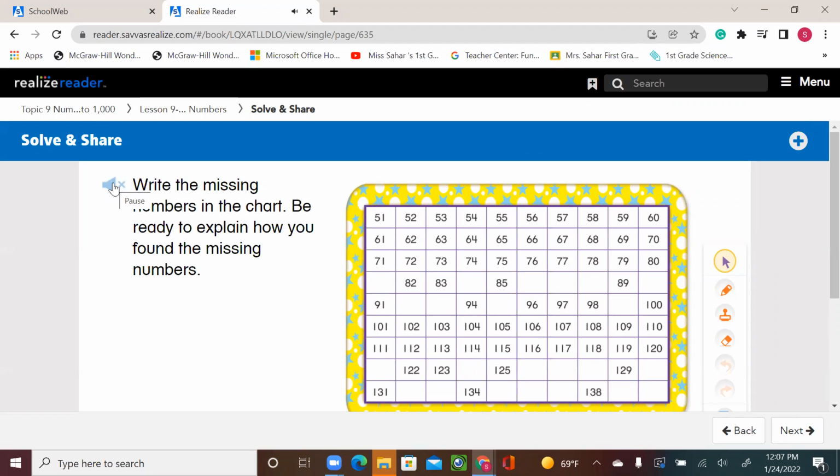Write the missing numbers in the chart. Be ready to explain how you found the missing numbers. All right, so this is the 100 chart, started from 51, and some of the rows are filled and some are missing. So we need to write the missing numbers. But before doing that, let's see our video and you see the strategy that we use to help us answer this question.